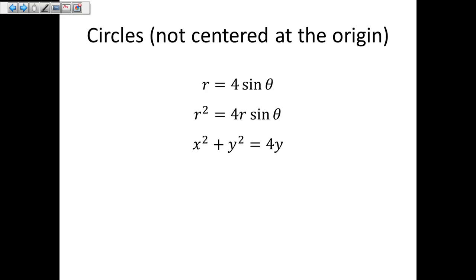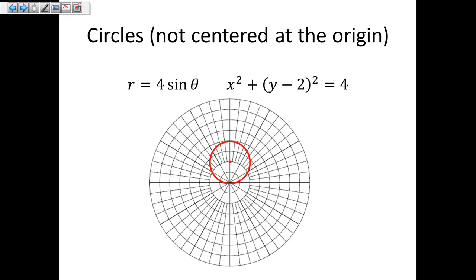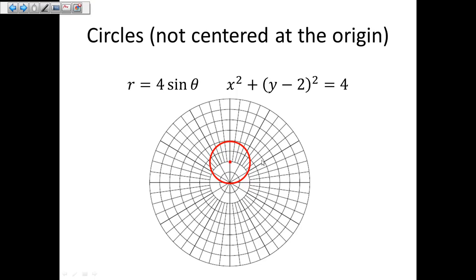To figure out where the center is, I'll move that 4y over and I will complete the square. So here is something that you should be used to. It's a circle because it's x squared plus y squared. Where's the center at? Well, it should say 0, 2, not x, 2. It should be at 0, 2 with a radius of 2. So when I graph that, I go up to 0, 2, there's my center, and I draw a circle with a radius of 2.